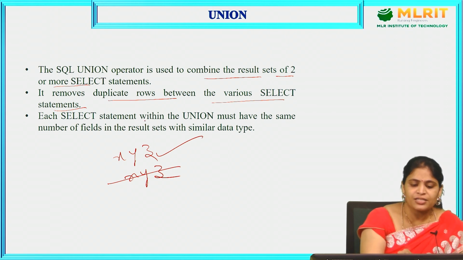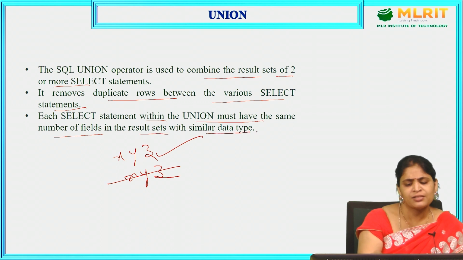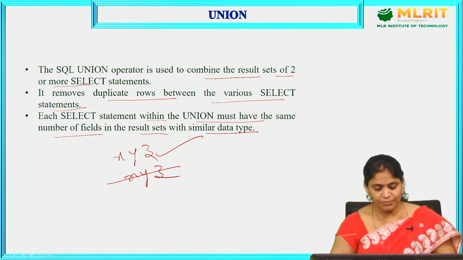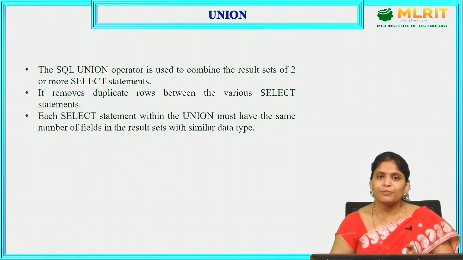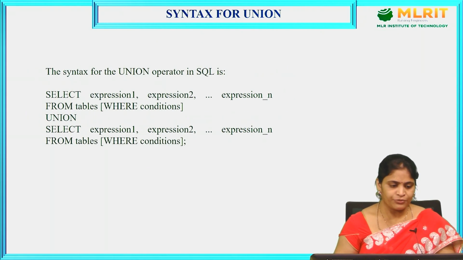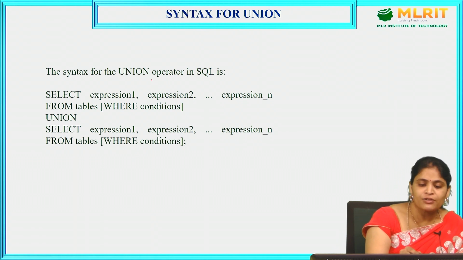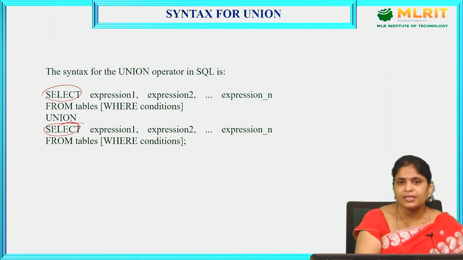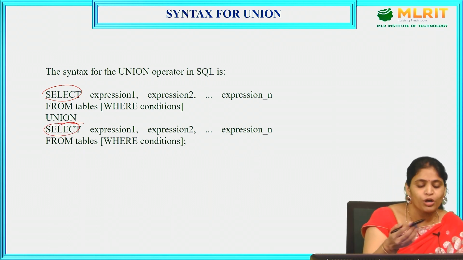Each select statement within the union must have the same number of fields in the result, with similar data types. That means we must have the same number of fields between the two tables which we unite together. The syntax of the union operator is represented as follows. Here we use multiple select statements, meaning two or more.